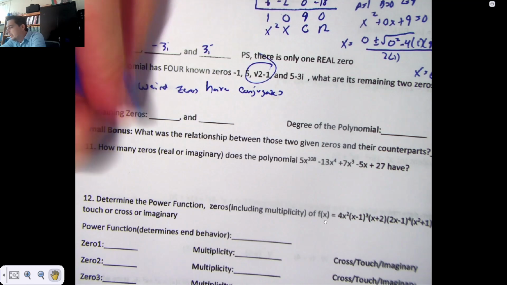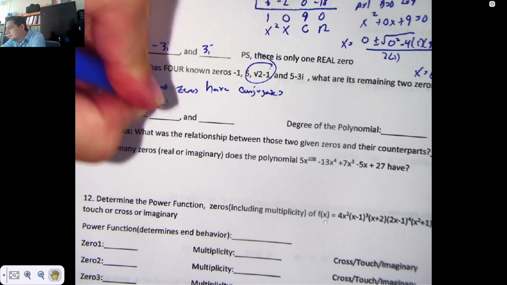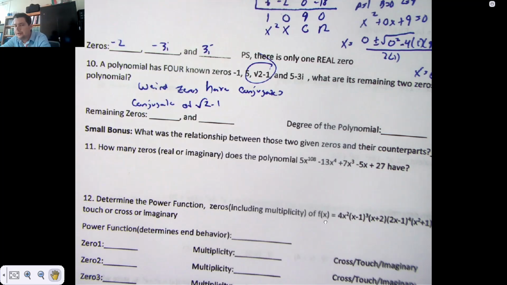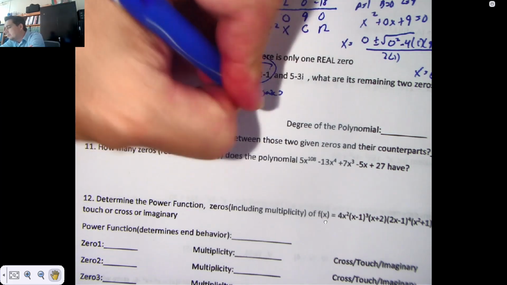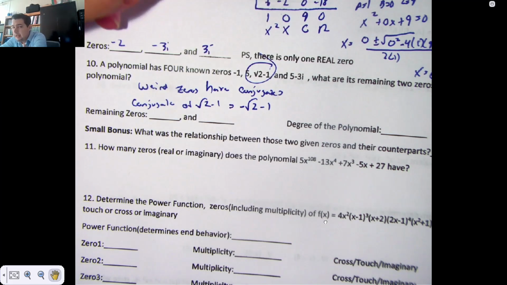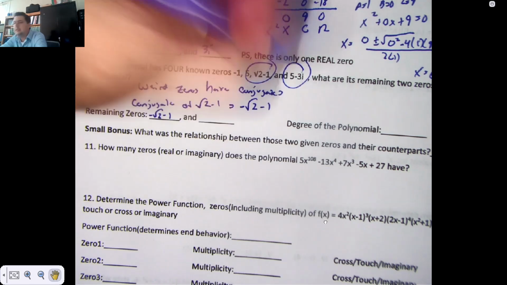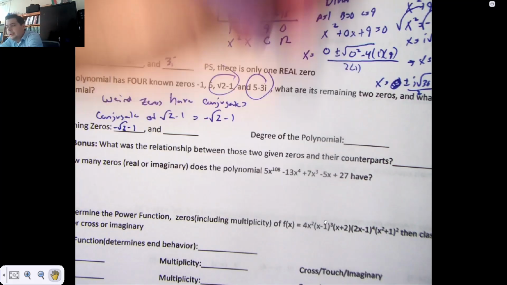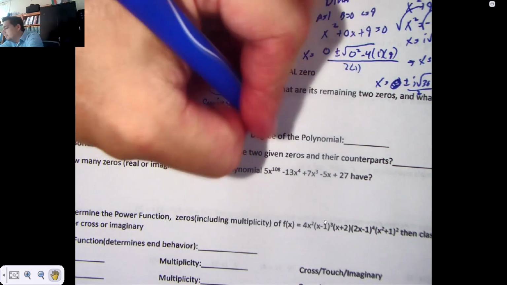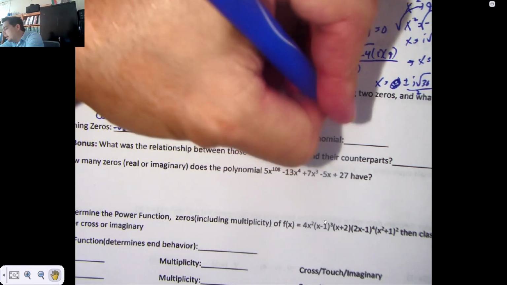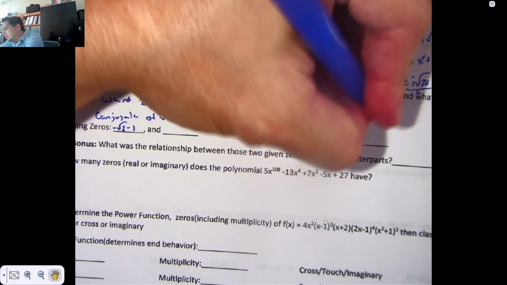So the conjugate of root 2 minus 1 happens when you change the sign of the weird thing, not the cool thing, not the negative 1. The conjugate of root 2 minus 1 is negative root 2 minus 1. That's a zero that you can figure out. The conjugate of 5 minus 3i, the only weird thing in there is the imaginary number, is 5 plus 3i.